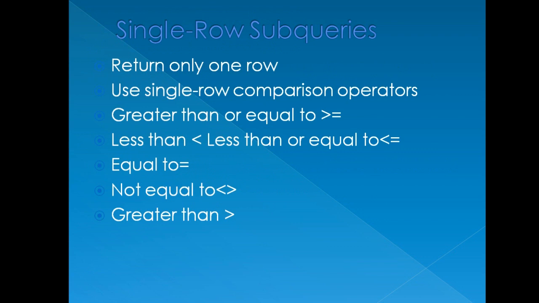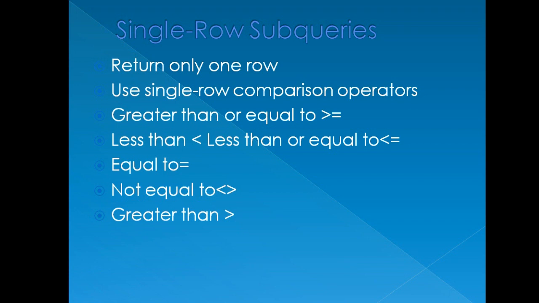Now we're going to discuss features of single row subqueries. It will return only one row, as we have already discussed. It uses single row comparison operators like greater than or equal to, less than or equal to, not equal to, greater than. As we know, equal to, greater than and less than are single row operators, and whenever you want to write any single row subquery, these are the operators we will use.